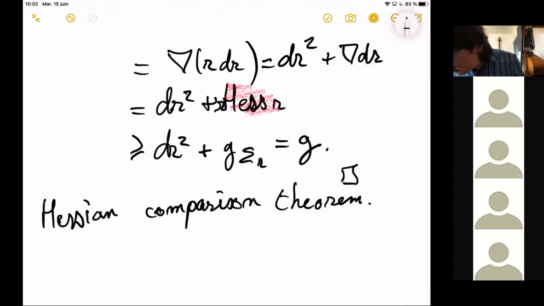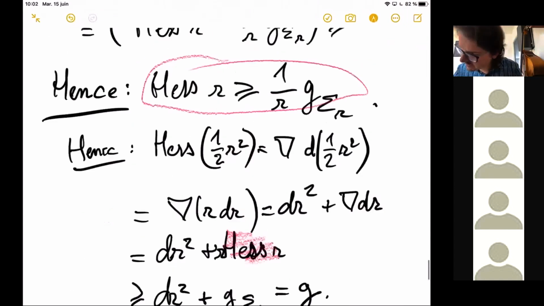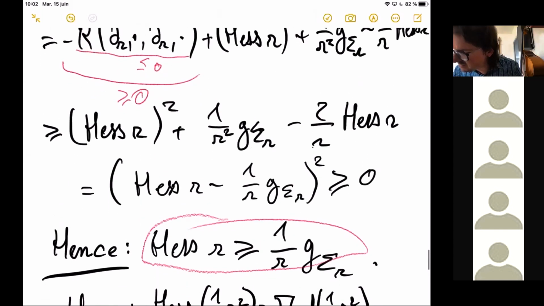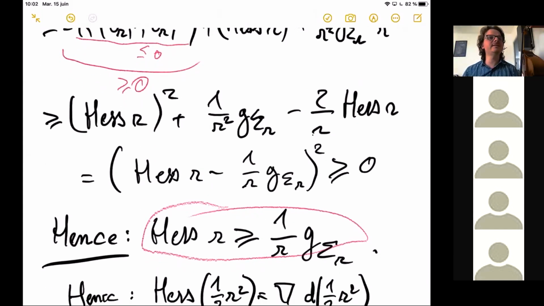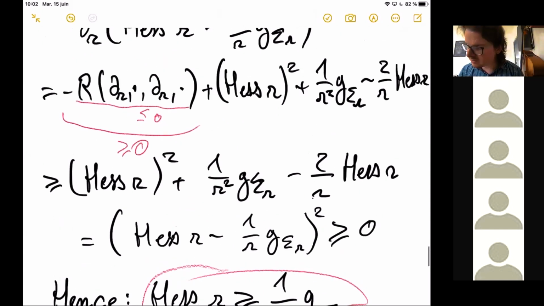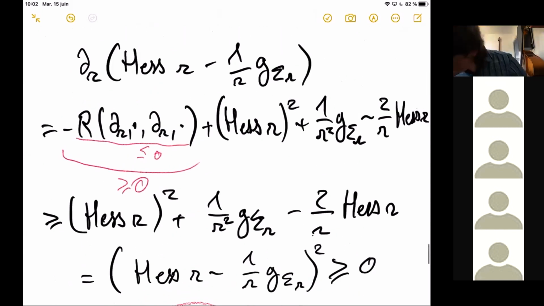So maybe some remarks. This trick here, recognizing a square, doesn't really work when you want to study non-negative curvature. Because you have a square, it's greater, it will be less than a square, but that doesn't tell you anything.